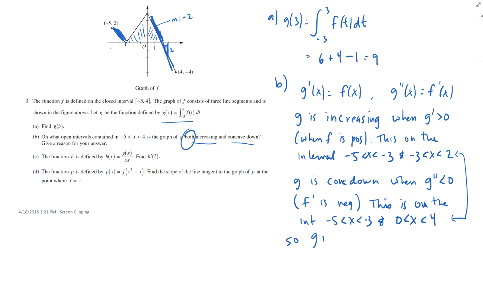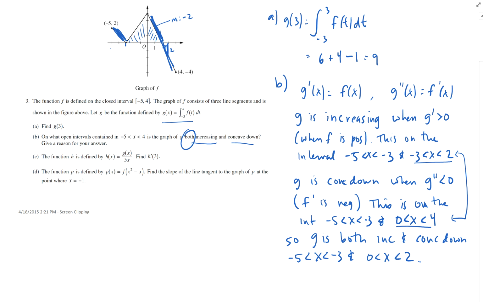So g is both increasing and concave down when negative 5 is less than x is less than negative 3, and when else? Negative 3 is less than x is less than 2, and x is between 0 and 4. So that's when 0 is less than x is less than 2, right? Because x is between 0 and 4 and between negative 3 and 2, so the x's that make both of those true are the x's between 0 and 2.